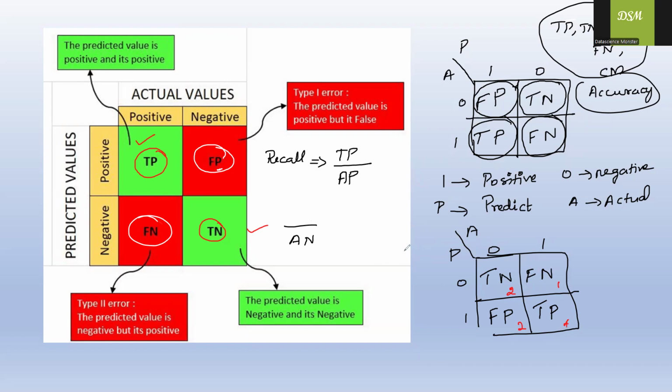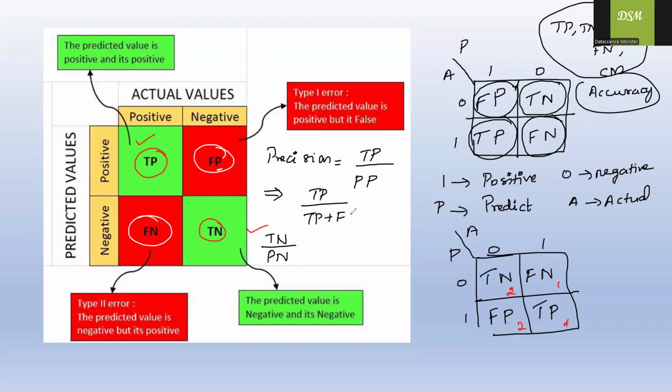Precision is nothing but out of predicted, how many are true? So let me make it simple. Precision: out of predicted positives, how many are true? Out of predicted negatives, how many are true? If you look into predicted positives, false positive and true positive. So TP divided by TP plus false positive, because the second one is about the prediction only.